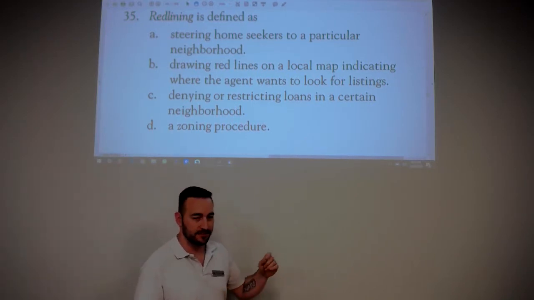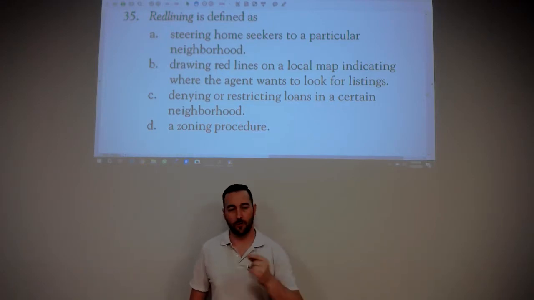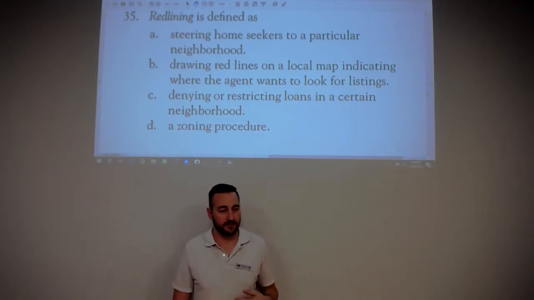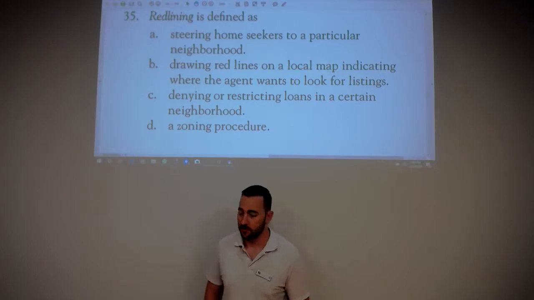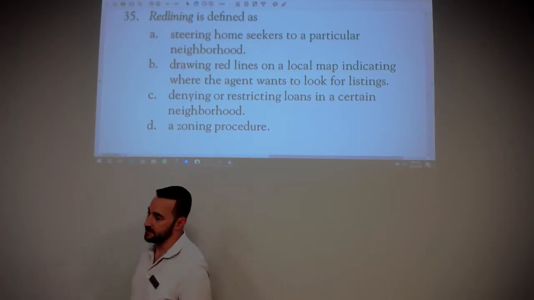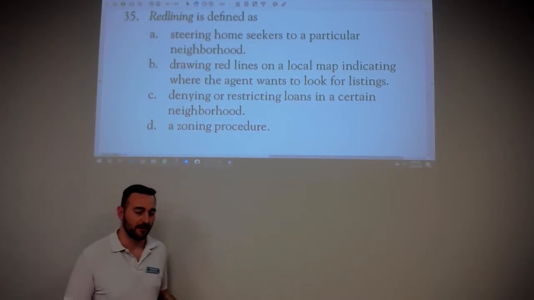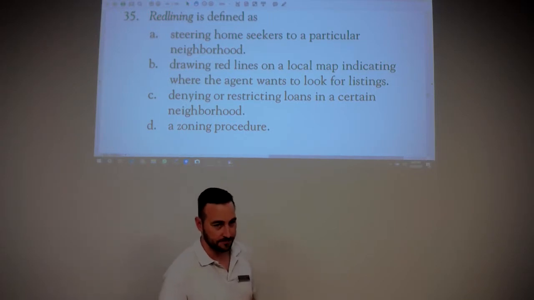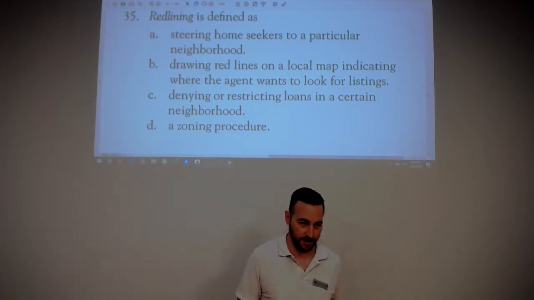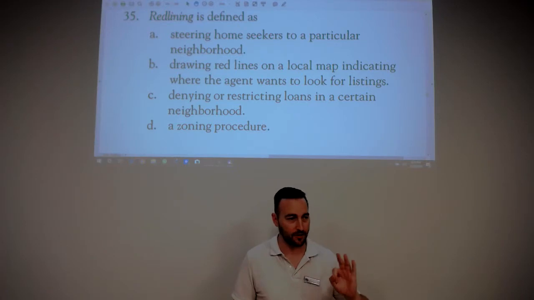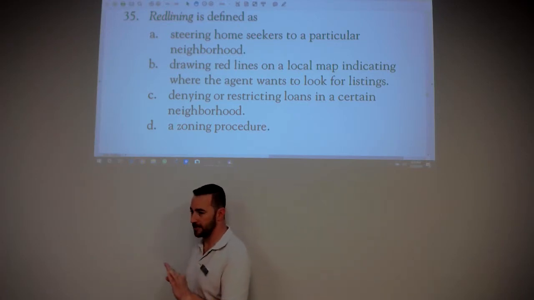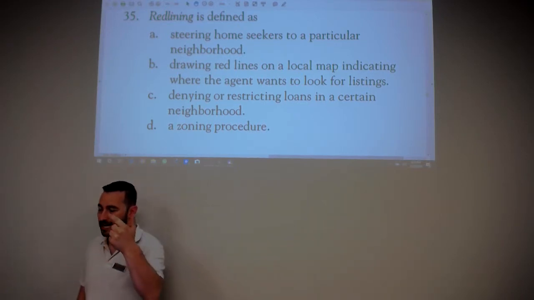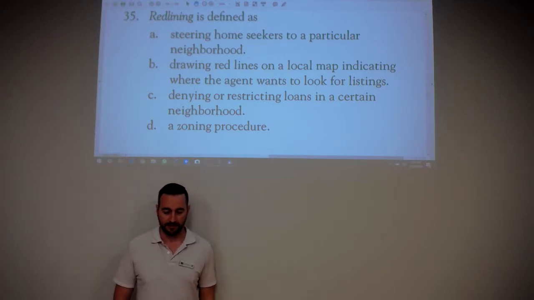Steering is channeling people to or away from a particular area on the basis of race, right? So that is incorrect, because steering in itself is already a crime. Redlining is a different type of crime. Blockbusting is a different type of crime. They're all the same category. Still, we're talking about discrimination: blockbusting, steering, and redlining. So A is incorrect.